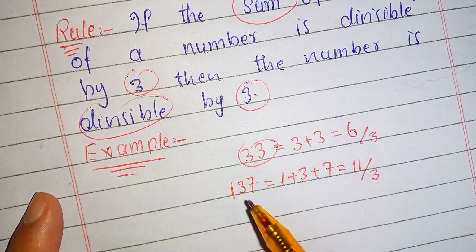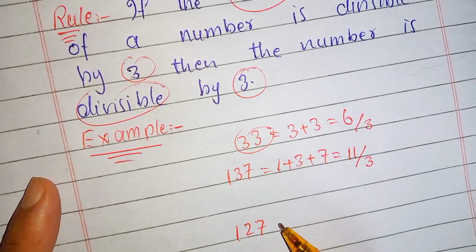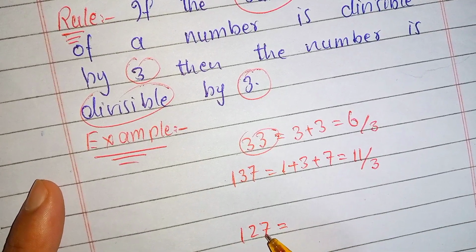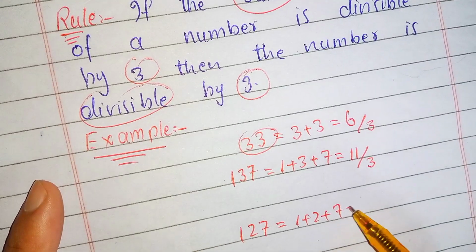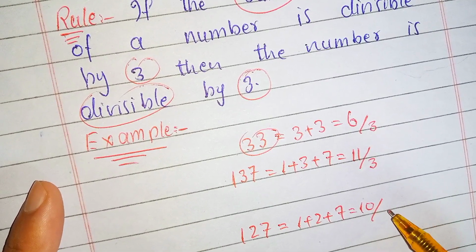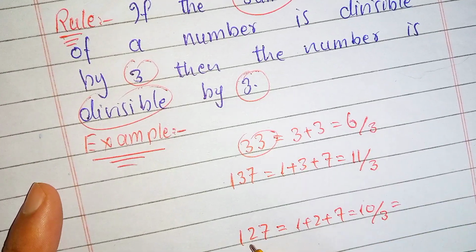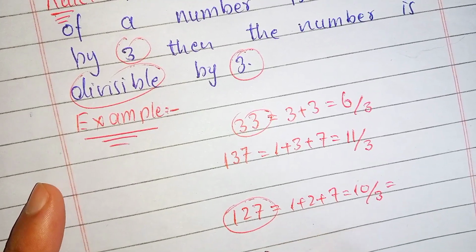Let's see another example, 127, to check whether this number is divisible by 3 or not. 1 plus 2 is 3, plus 7 is 10. So this 10 is again not divisible by 3. So we say that 127 is not divisible by 3, right?